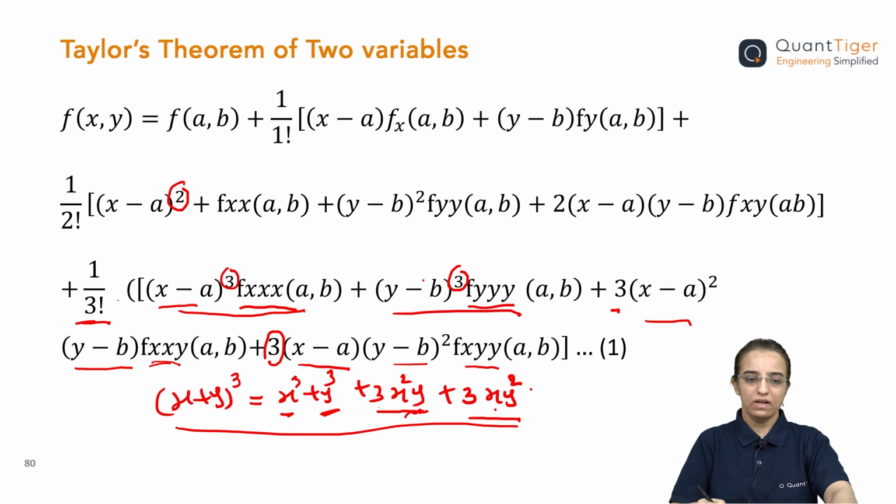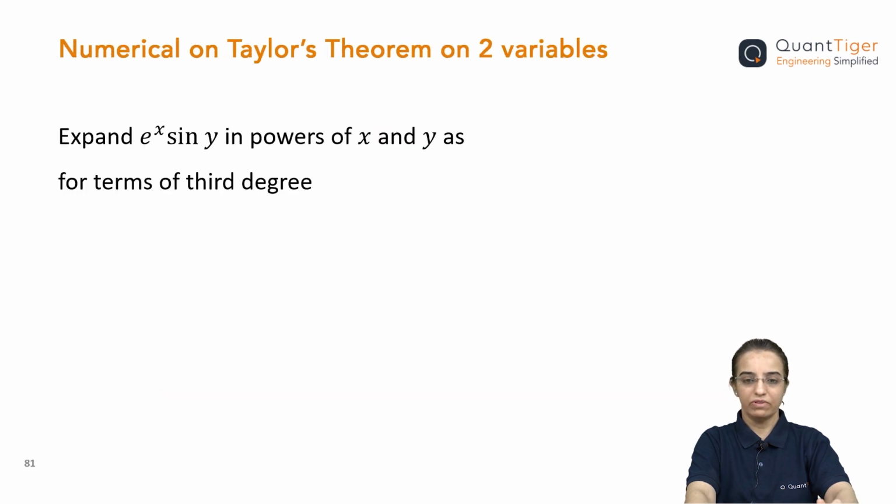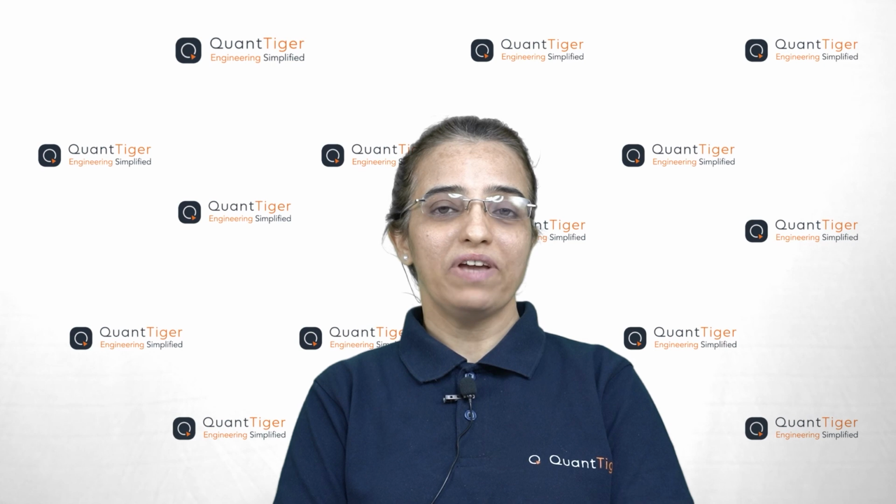As you see here, we need the a and b values everywhere. The values of a and b which we need, we can find as per the given question, whatever function is given. So far we have learned the concept. Now in the next video we will be solving university based questions.